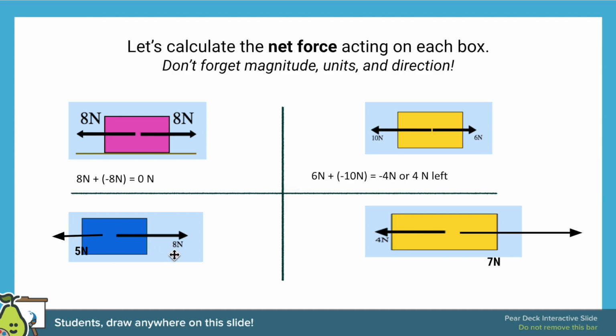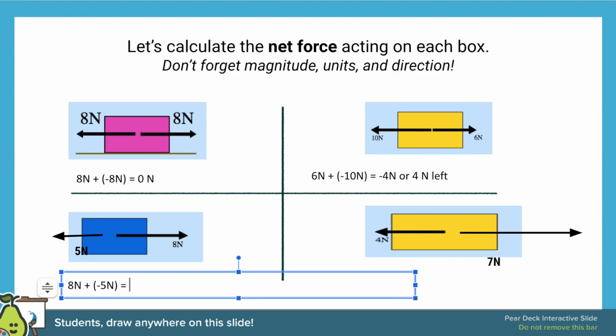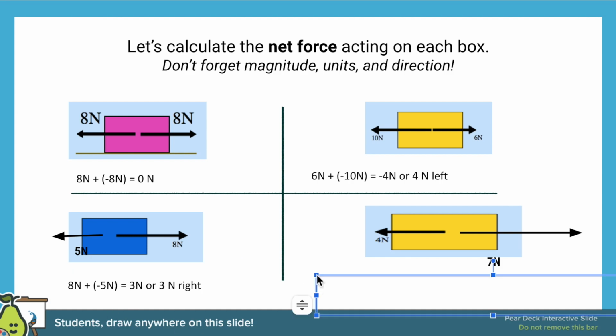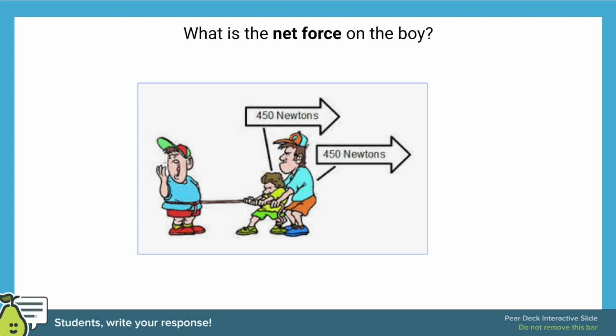Next example, 8 newtons to the right, 5 newtons to the left. Adding positive 8 and negative 5 is the same as subtracting 5 from 8, so we end up with 3 newtons, or you could write 3 newtons right. And last one, 7 newtons to the right and 4 newtons to the left. When we add those together, it's the same as 7 minus 4, so we end up with 3 newtons, or 3 newtons right.